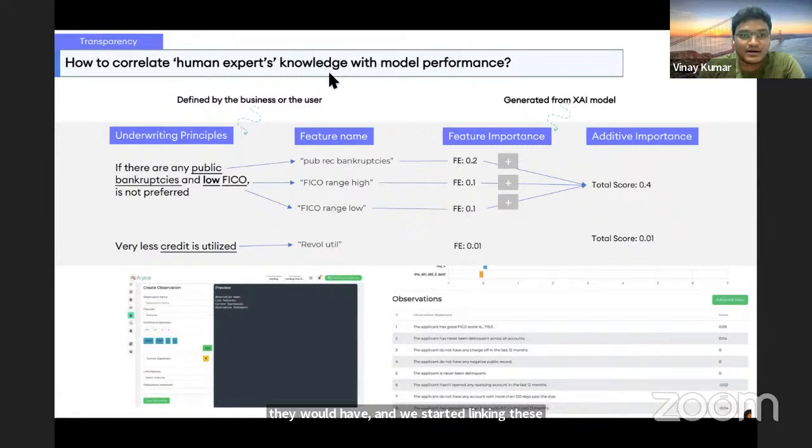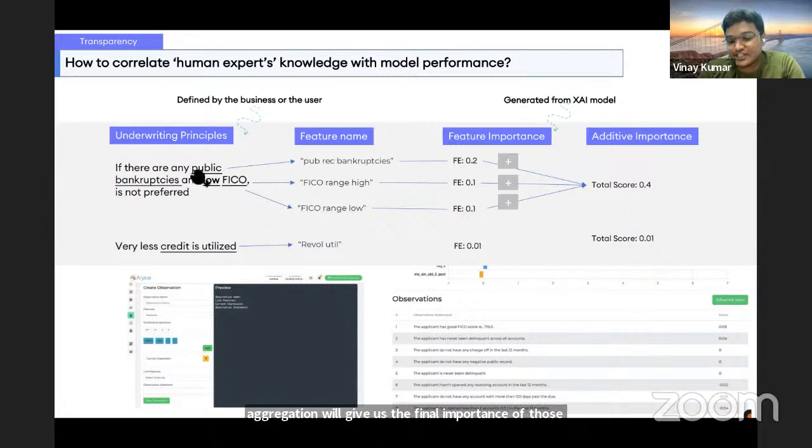So for example, this is one principle where an underwriter says that if there are any public bankruptcy records, and at the same time the FICO score is currently low, then they will probably reject the case. To build this principle, these are the different features being used. So we linked these features to this principle, and feature importance is additive in nature, depending upon the explainability method that you would use. In our case, it's additive, and we do have both pertinent positive and pertinent negative contributions as well. So aggregation will give us the final importance of those feature combinations.